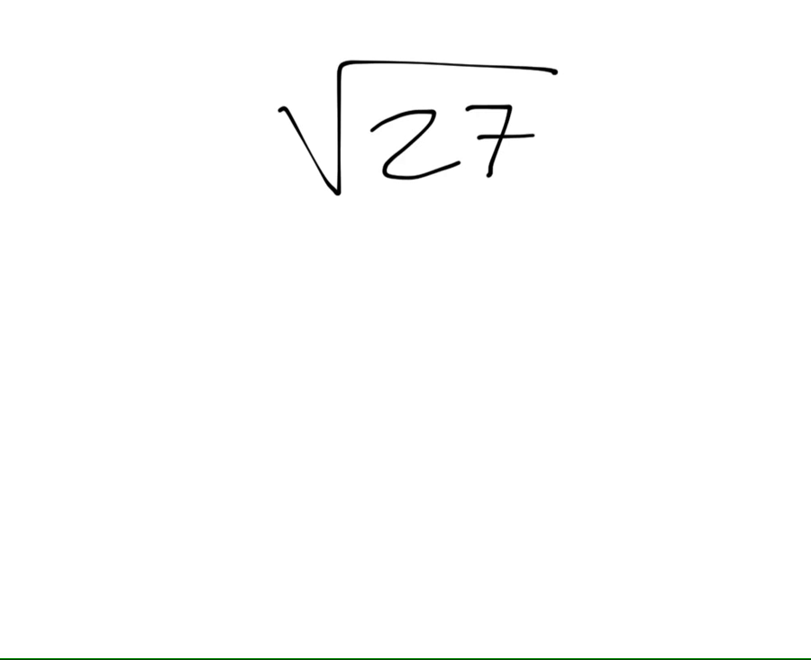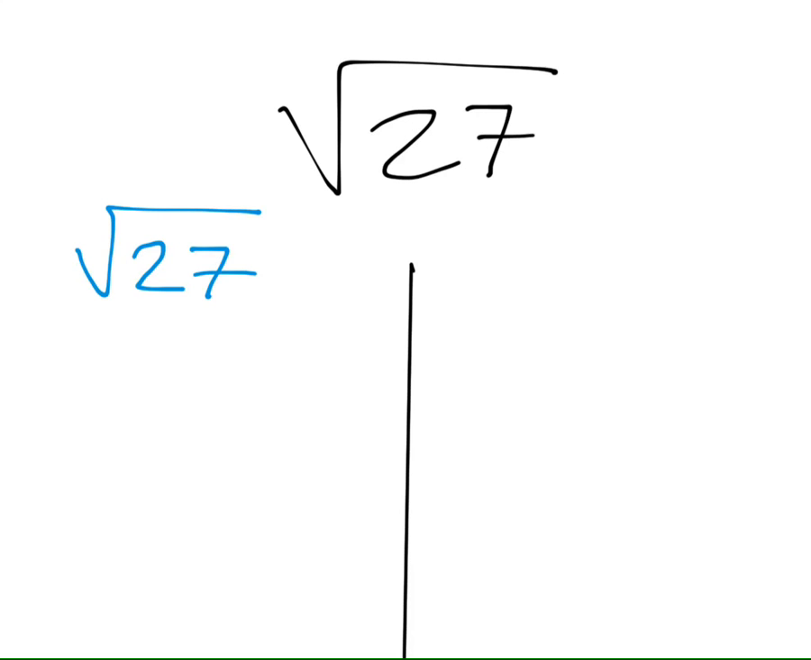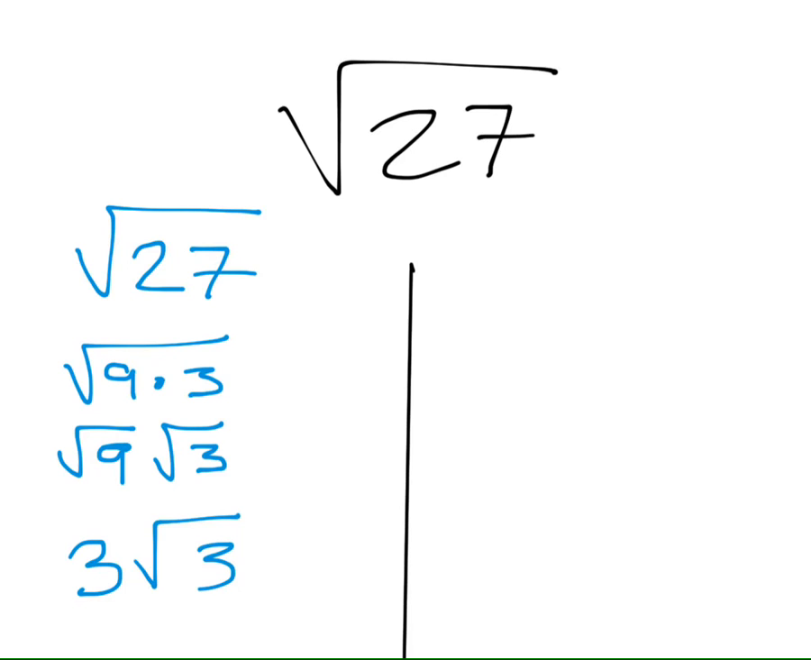Again, not a perfect square, so we're going to have to simplify it. So here, the first method, what's the largest perfect square that's a factor of 27? 9, right? So this can change into 9 times 3, which is the same thing as radical 9 times radical 3, which, square root of 9 is 3.